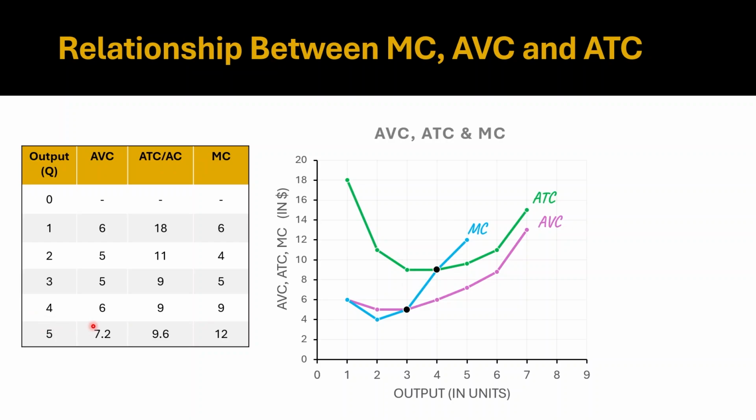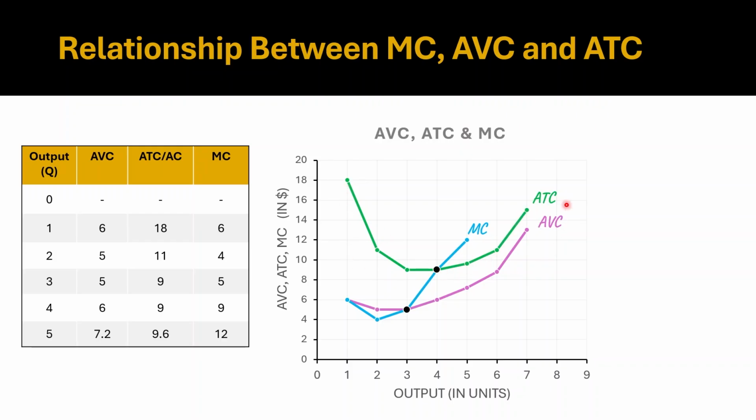At 4 units of output, AC and MC are equal. That is where they intersect each other at 4 units. And after that, when your MC is higher than ATC, you will notice that ATC also starts rising.